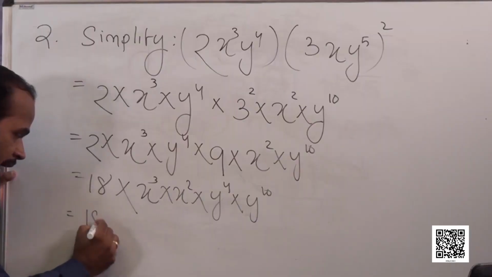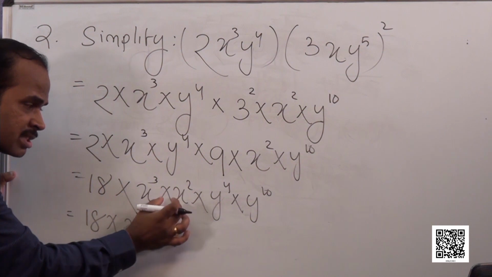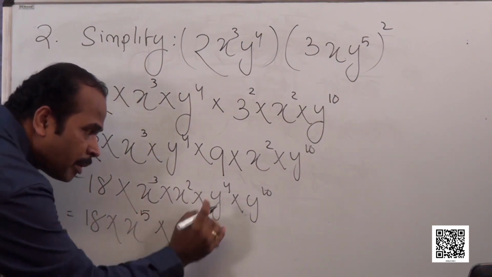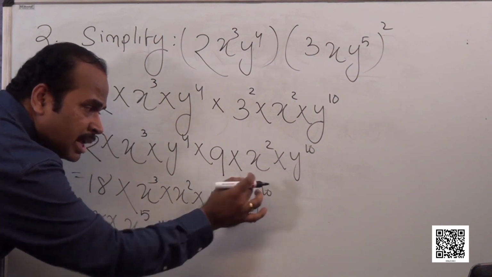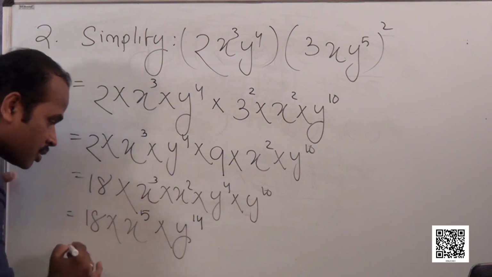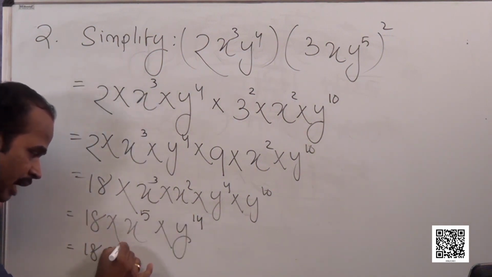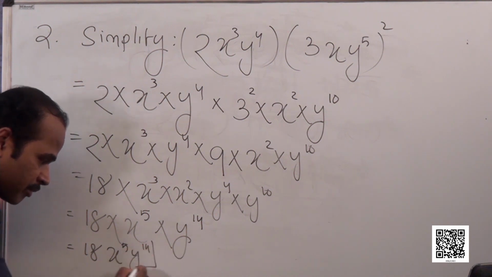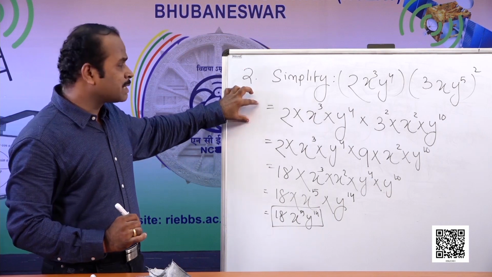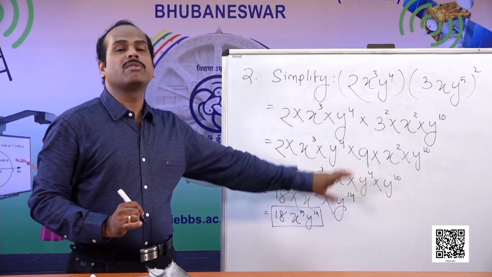Now this becomes 18 into x to the power 3 will be added to this 2 because the same base is there. So it will be x to the power 5. Y to the power 4 is multiplied with y to the power 10 because the bases are same. So powers will be added and it becomes 14. So finally this is my expression. It is 18 into x to the power 5 y to the power 14. Okay, I have started with this expression, I reached 18 into x to the power 5 into y to the power 14.